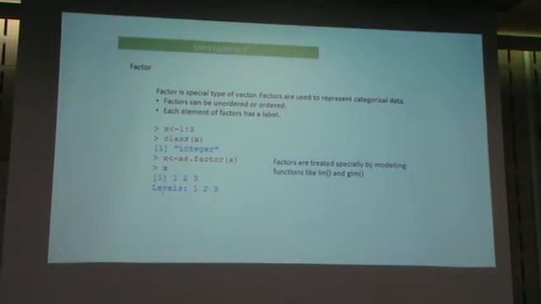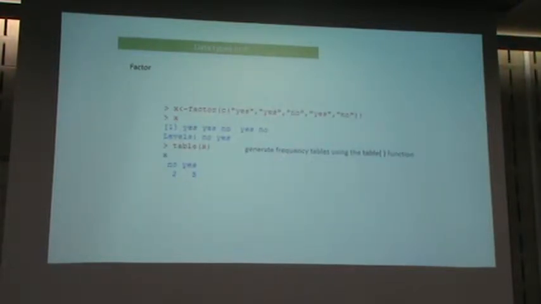For example, a vector s is a kind of classification or category. So it's labeled 1 to 3. There are 3 classes in x, integer x. If you make a factor of the vector x, it will be considered as a label. You can see another example here. We have the vector yes, yes, no, yes, no. There are 2 classes, right? So if you take the factor of this vector, yes or no, how many no? 2. How many yes? 3.